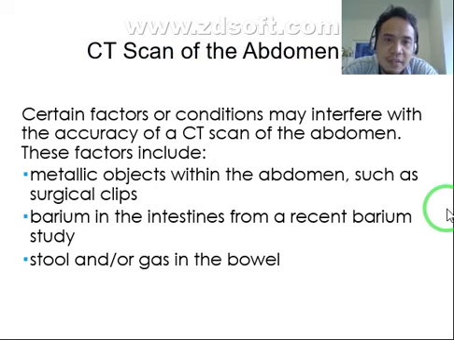So, for the CT scan of the abdomen, certain factors or conditions may interfere with the accuracy of CT scan of the abdomen. So, this includes metallic objects within the abdomen, such as surgical clips. So these surgical clips will interfere because they produce a star pattern artifact. So, mura siya star pattern kung makuha sa image, okay, or sa CT scan image.